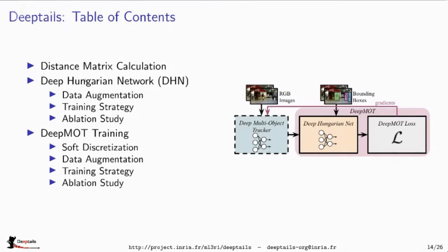So first of all, I will discuss how the distance matrix is calculated. This is useful both for DHN training as input, and also for the training of the deep multi-object tracker. We call it here DeepMOT training. And before training the deep multi-object tracker, we need first to train the Deep Hungarian Network, DHN. I will detail more in the following slides. And after the DHN is trained, we fix the weights of the DHN, and we go into the DeepMOT training.